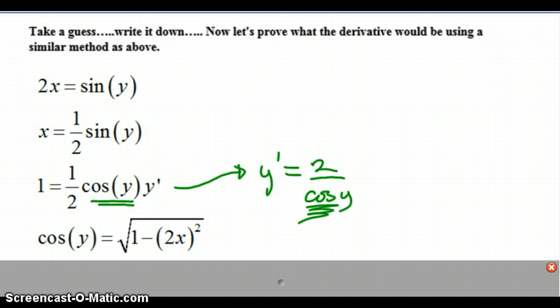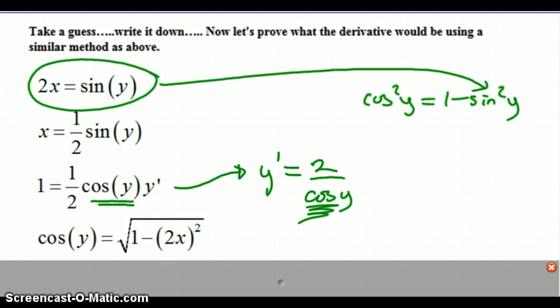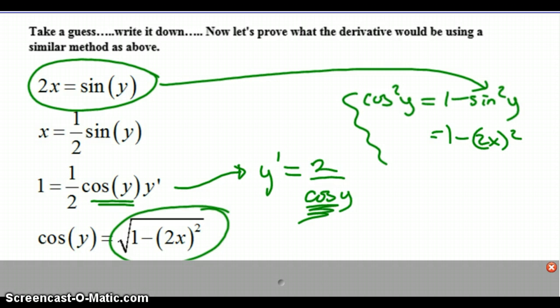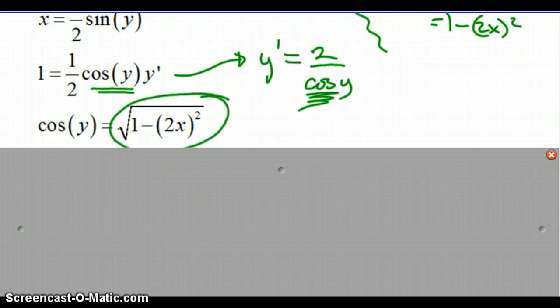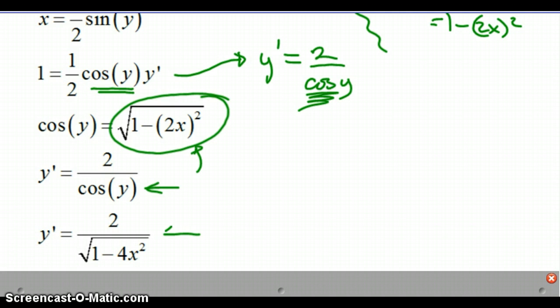But I still need to make a substitution for that cosine, and I remember that I've got a relationship between cosine and sine, but I also remember that I have a relationship between sine and 2x. So that's where this came from, those 2 substitutions over here. And so I can substitute for my cosine of y using what we learned up here, and I have a new expression. So this is the derivative of arc sine of 2x. Was it what you guessed it would be? Interesting.